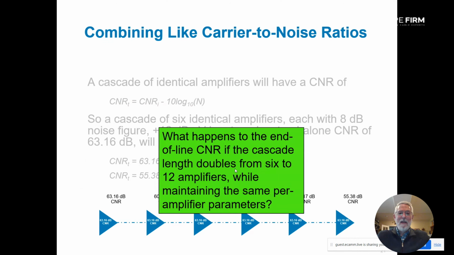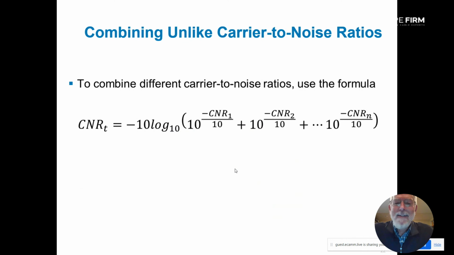And there it is, there's the segue. You've got different carrier to noise ratios. Let's say you have a cascade of amplifiers, but they're not identical amplifiers. Or you're calculating the combined carrier to noise ratio in the upstream. Let's say you're combining nodes back in the head end, or the outputs of your upstream receivers. How do you calculate carrier to noise ratio if you've got different CNRs?